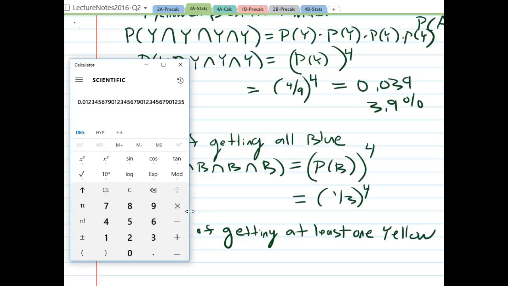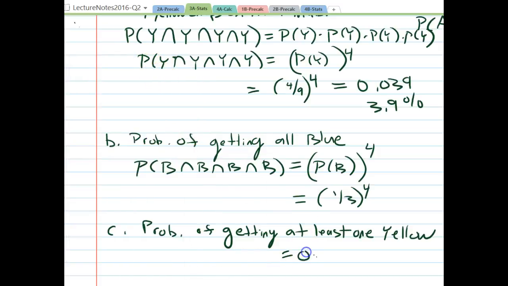So on my calculator, 1 divided by 3, that's my 1/3, raised to the 4th power. I get 0.0123. So about a 1.2% chance in the long run of getting all blue chips.